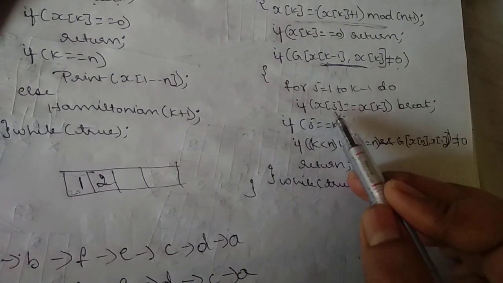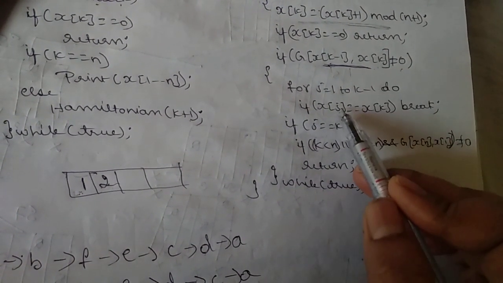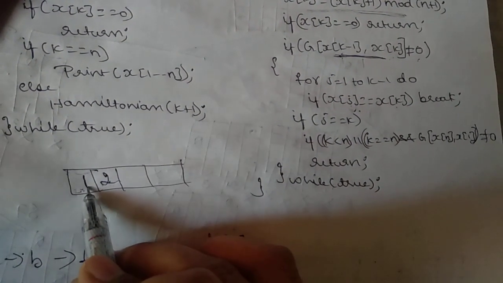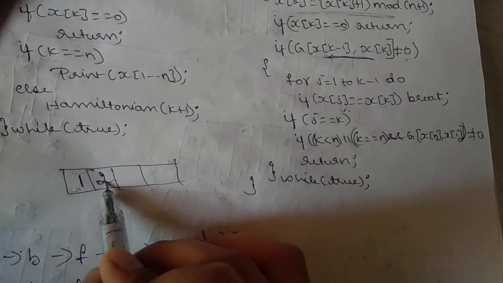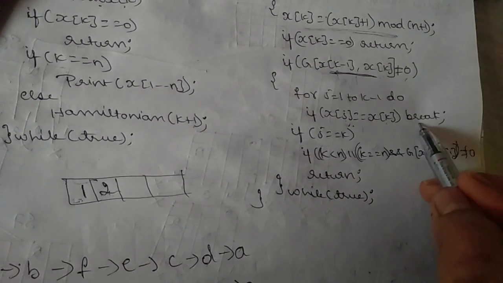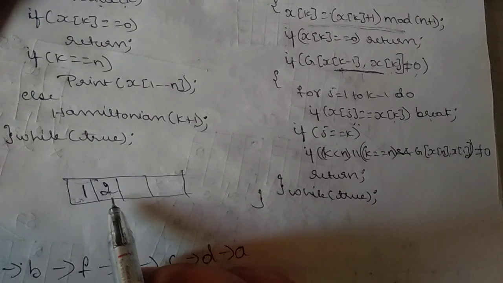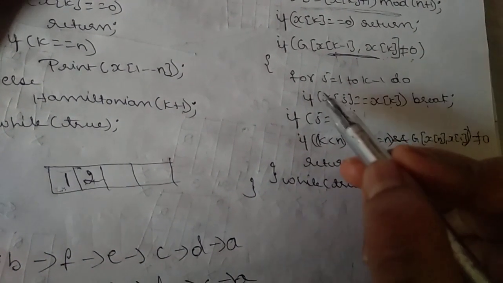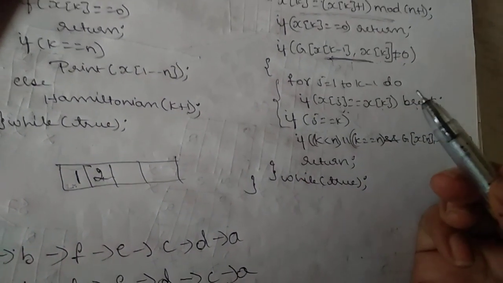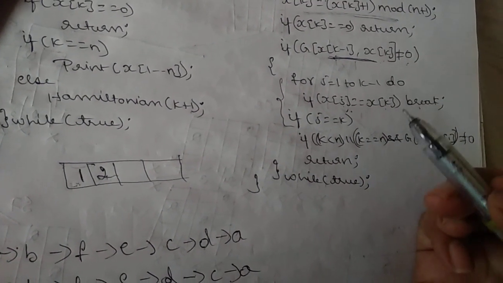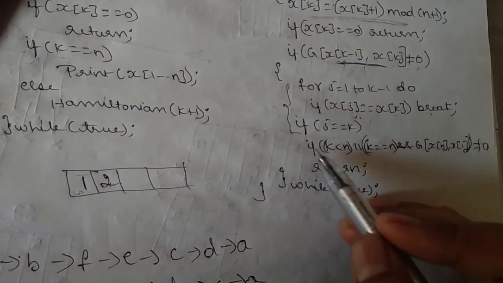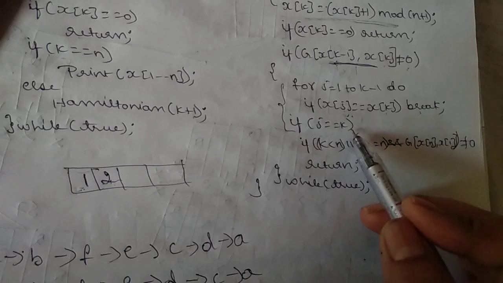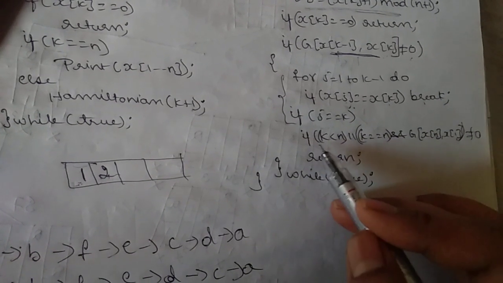Is it not? J is equal to x of 1, that is j is equal to 1. So x of 1 is equal to x of 2? See, x of 1 is equal to x of 2? No. If it is equal, break. Why? Because the vertices should not be repeated. Is it not? This code is used to check whether the vertices are repeated or not. If j is equal to k, j is equal to 1 and k is equal to 2. No, this condition is false.